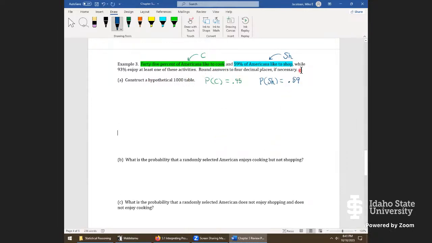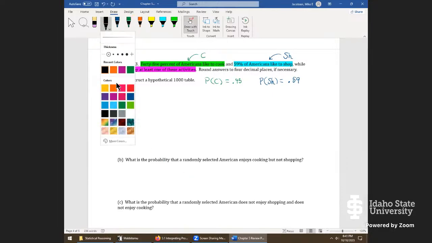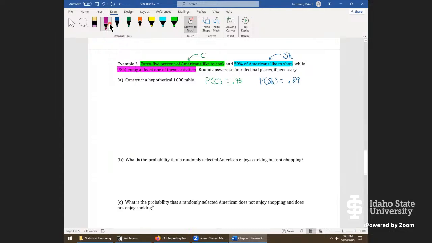So we have one last one that says, while 93% enjoy at least one of these activities. Let's put that in the purple color since that's the tricky event. It'll look like this. Probability of something equals 0.93. When it said at least one of these activities, we're still talking about C for cooking, liking to cook, and SH for liking to shop. Any volunteers on what should go in the middle? Are you indicating going this way?